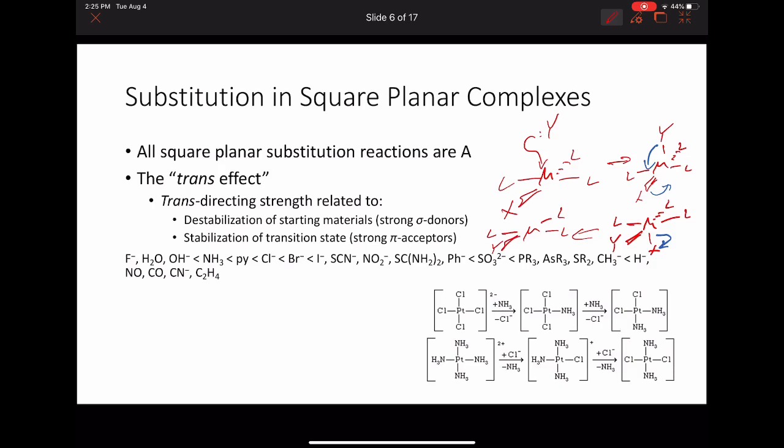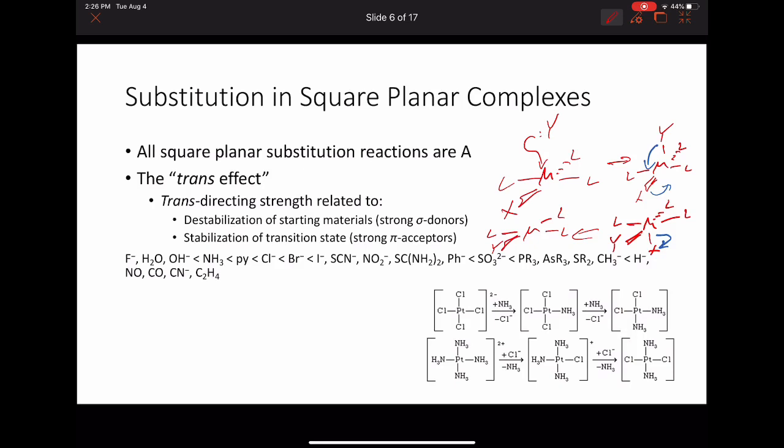We also have some interesting behavior dependent on the identity of the neighbor that's trans to the position that's being added. So this is referred to as the trans effect. We have what are called trans-directing agents or trans-directing strength that's related to the destabilization of our starting materials. So that's going to be strong sigma donors, and then comparably a stabilization of the transition state, which are going to be our strong pi acceptors.